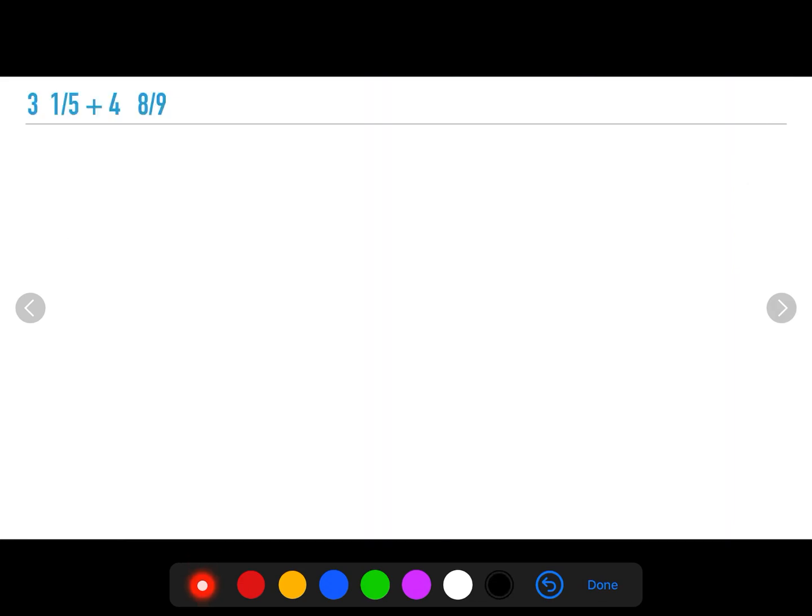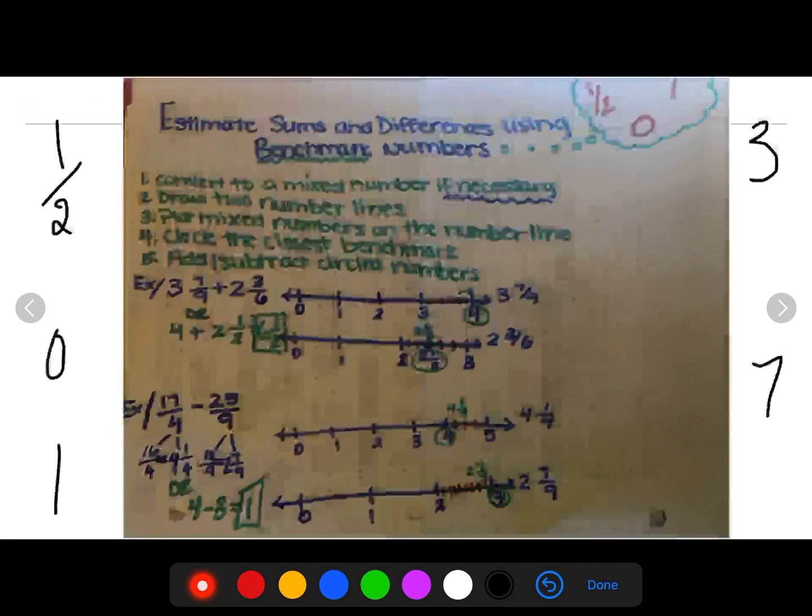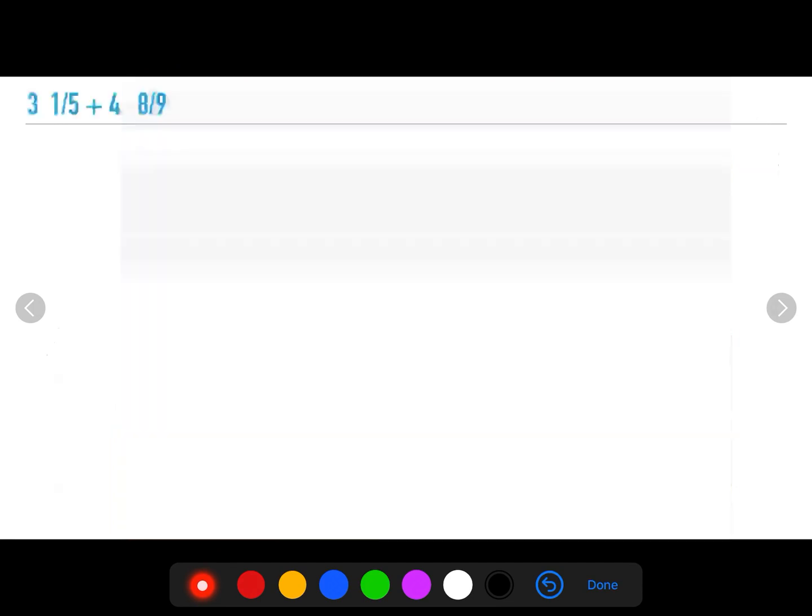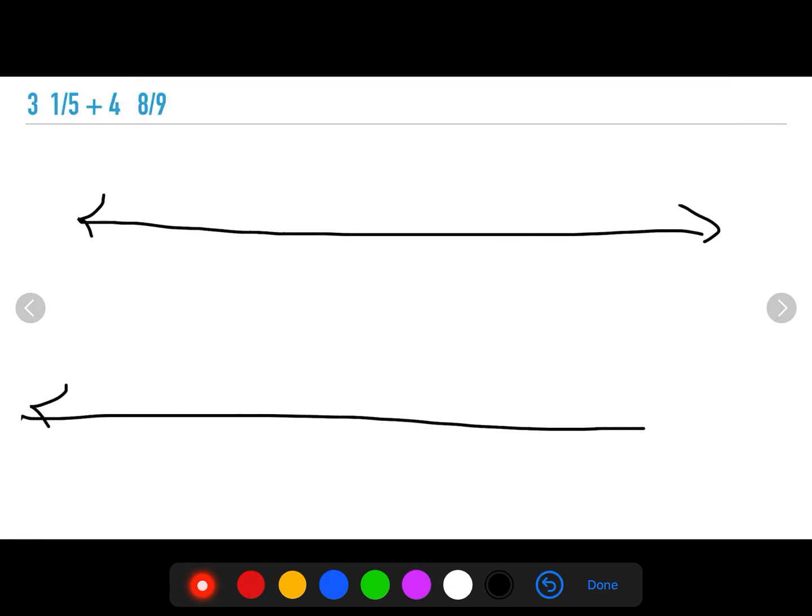So in this first problem, I have 3 1/5 plus 4 8/9. Scholars, I know that there's no point in us doing step 1 only because we don't have to convert to a mixed number. The work has already been done for us. Now it's just time for us to draw our number lines.